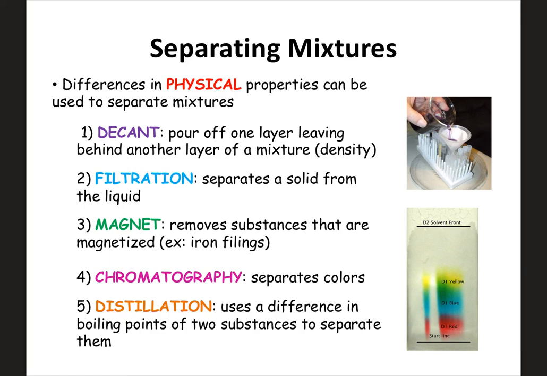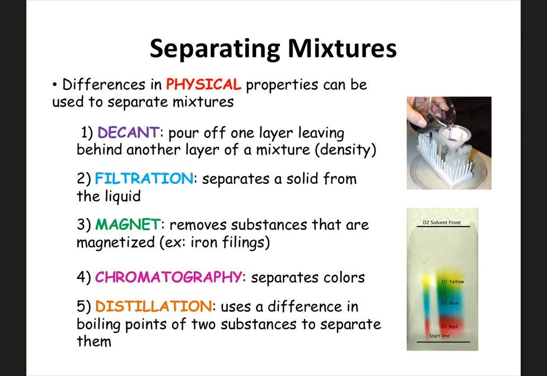So filtration, for example, is when you're separating a solid from a liquid. And the basic gist is that you have one of the substances that is not soluble in the liquid. So the liquid goes through and the solid gets kind of trapped behind. You could use a magnet. The physical property here of iron is that it's magnetic. So you could use a magnet to kind of pull out iron in a mixture.